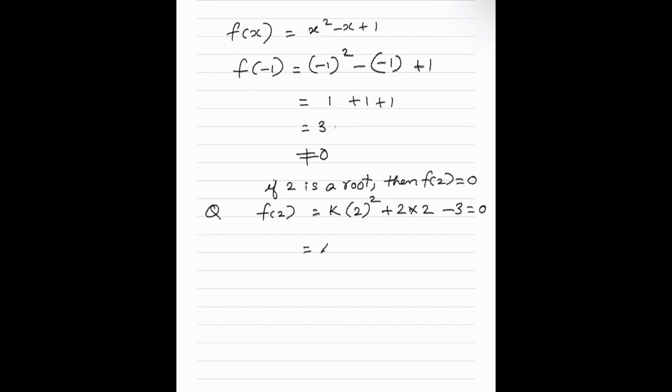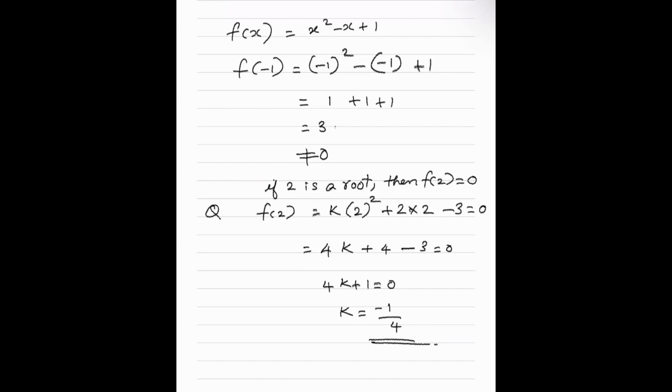So now you check: 4k plus 4 minus 3 equal to 0. That means 4k plus 1 equal to 0. So what is your k? k is minus 1 by 4, right?